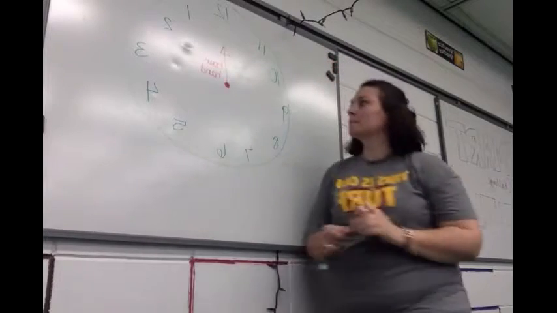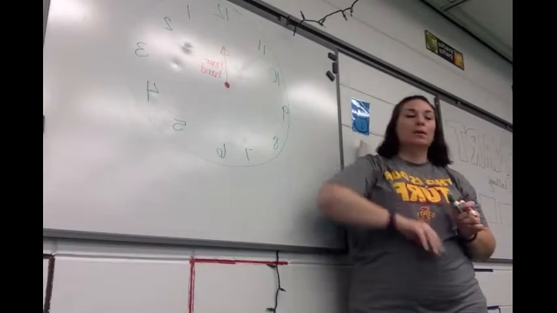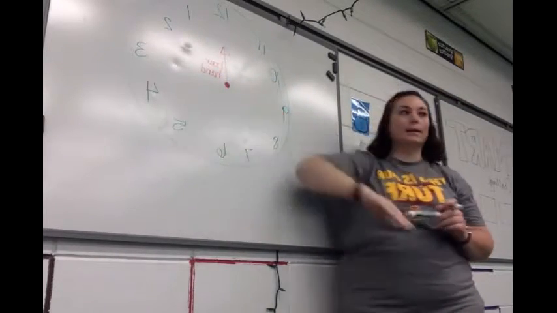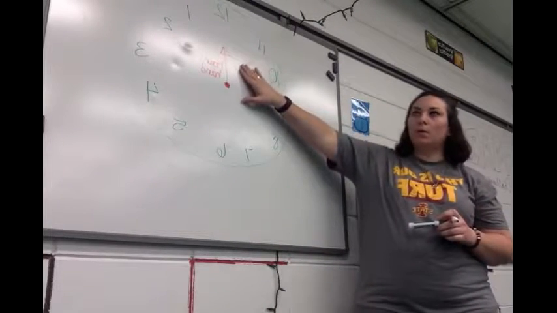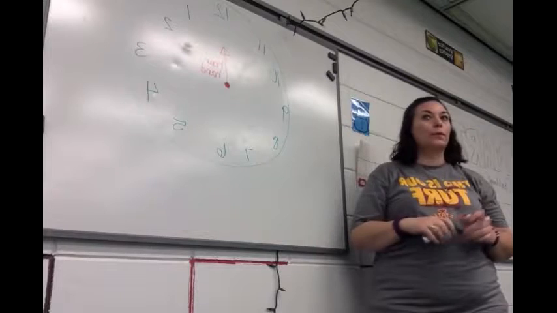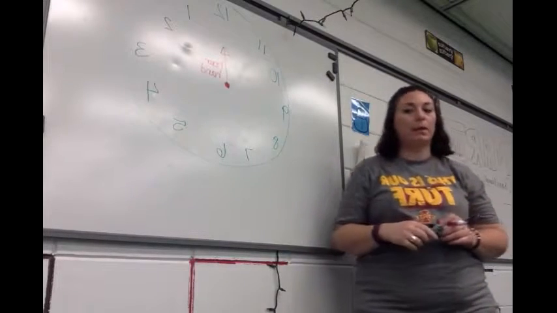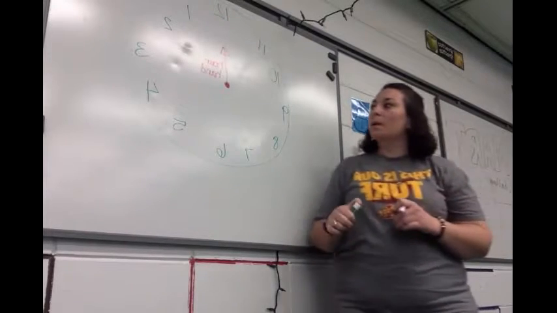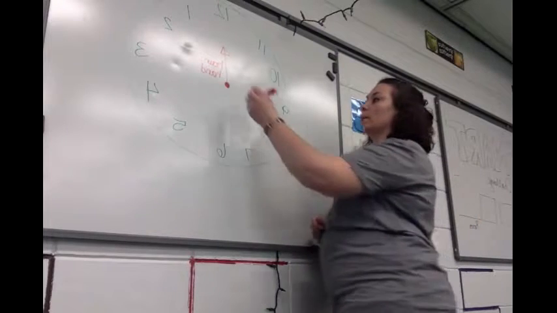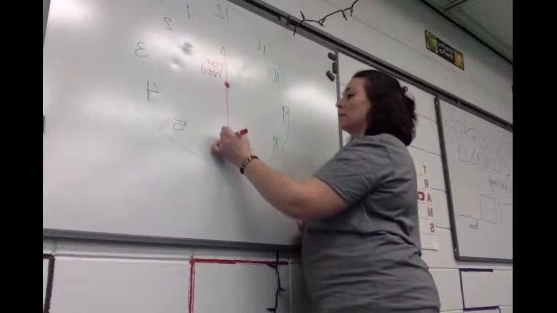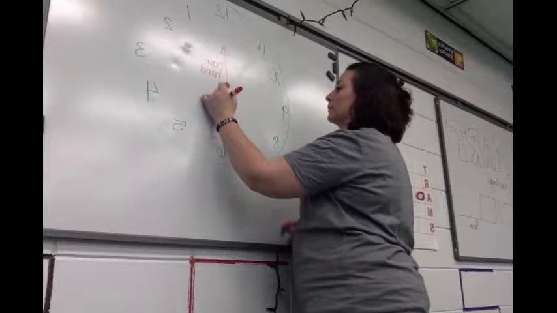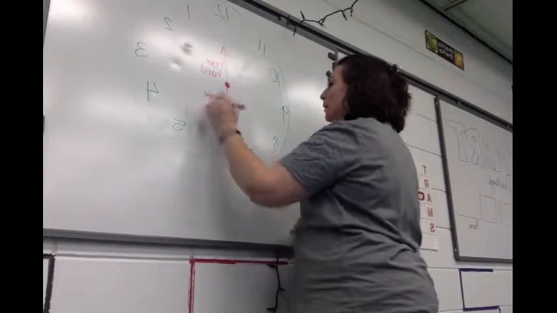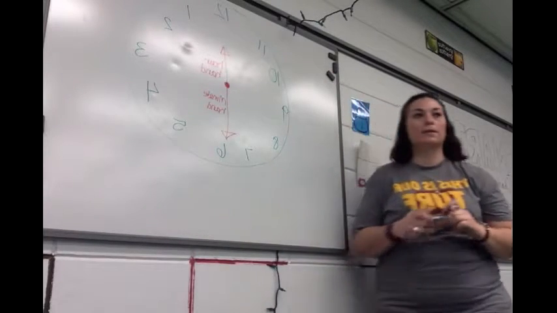Okay, so we look at the hour hand. The hour hand is the short hand, and it always points to one of the numbers. All right, and that tells us what hour of the day it is. So if it is lunchtime, that hour would be noon or 12. Our minute hand points to one of the other numbers as well, but it's the long hand. And that tells us what the minutes of the day are.